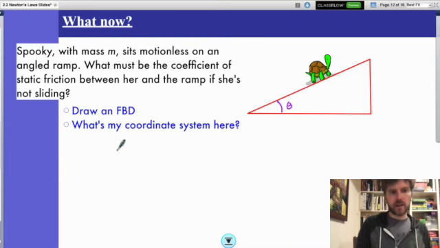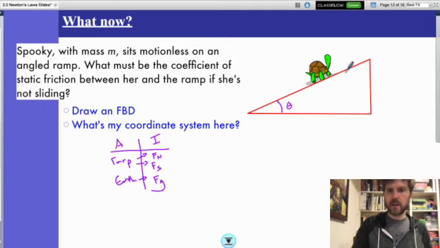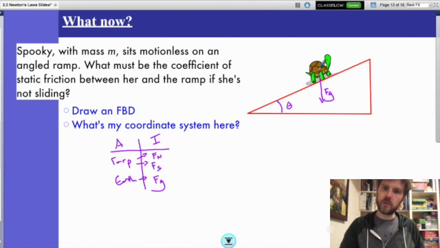Well, let's draw a free body diagram. So here's, again, Spooky. We've got the ramp, and the ramp's providing 2 things. It's providing a normal force, and in this case a static friction force. And we have the Earth providing gravity. So we'll have gravity straight down. We'll have the normal force over at an angle this way, because of course it needs to be perpendicular to the ramp.